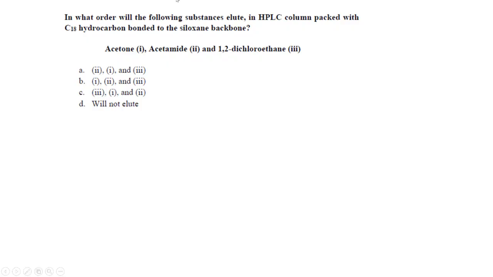So here we have a C18 hydrocarbon bonded phase. So the material which interacts most with this hydrocarbon chain will elute last. So the dichloroethane, which has a hydrocarbon chain, will try to bind with this hydrocarbon. That's why it will elute last. So the option is A, that is, this will elute last. Then acetone also has some kind of hydrocarbon, so that will elute in the second position, and the acetamide will be the first one to elute. That means it will not bond with the hydrocarbon. That is the basic mechanism of how it works in HPLC, and this is the order for these materials.